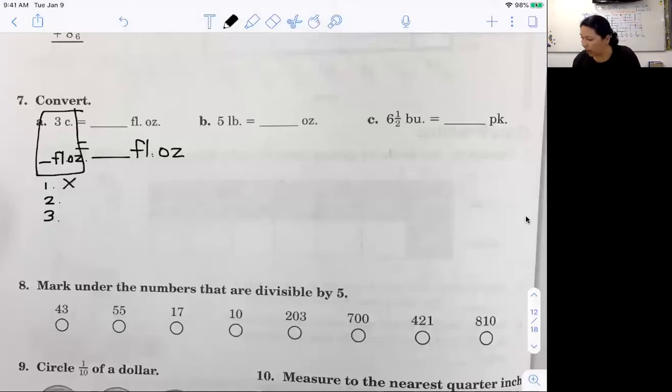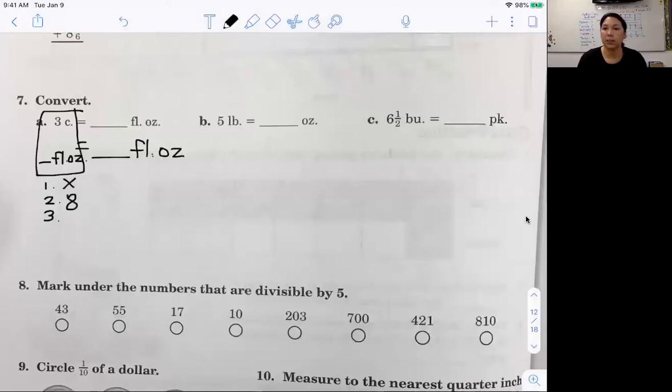Okay. Now, how many fluid ounces are in a cup? We haven't done this in a while. Does anyone know? Take a guess. How many fluid ounces in a cup? 8. Did anyone say 8? Okay. There are 8 fluid ounces in a cup. So 8 is our special number. So now that we know we're timesing, we know our special number is 8.